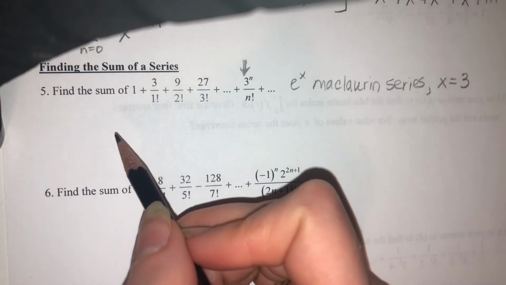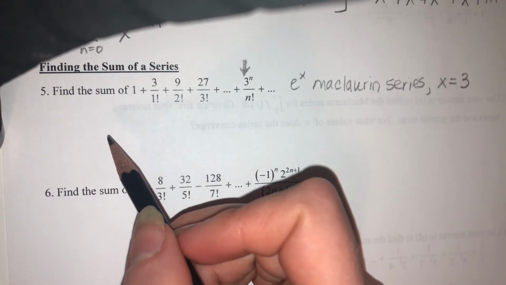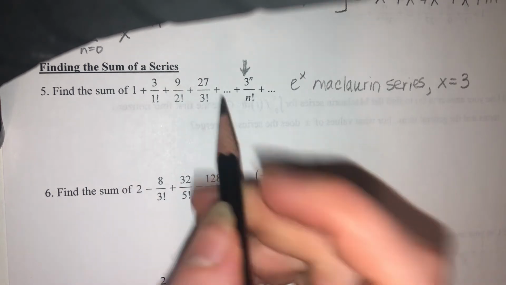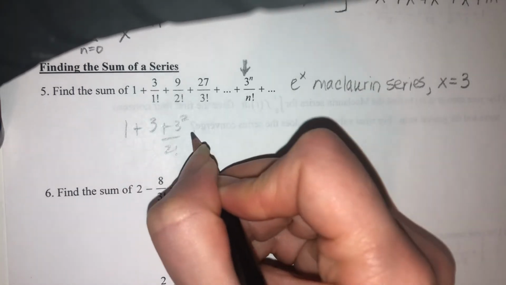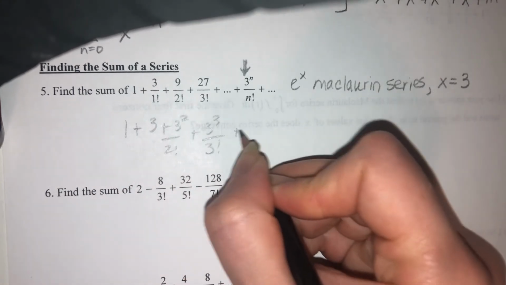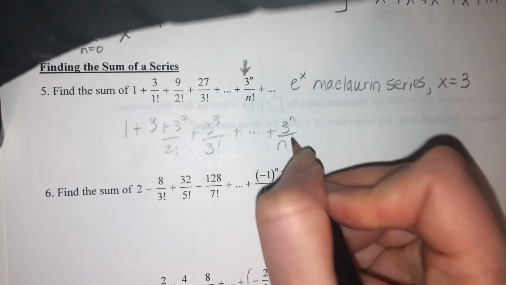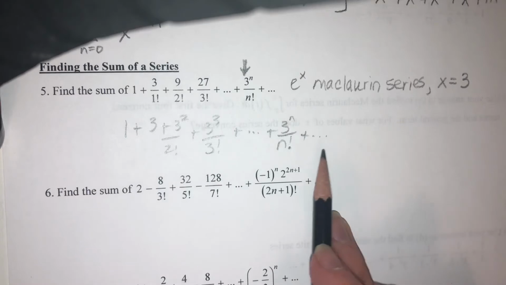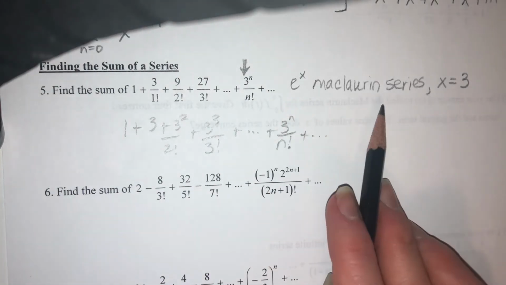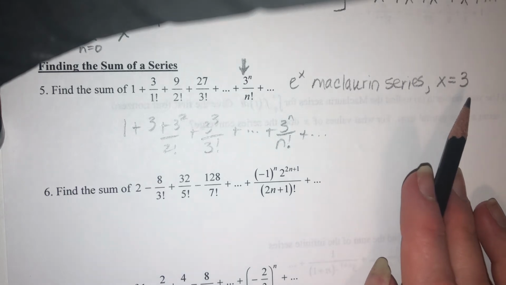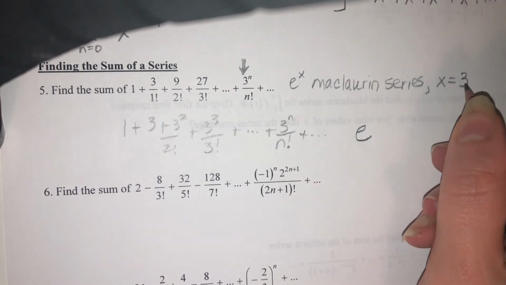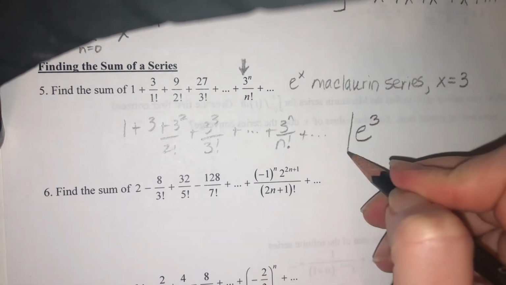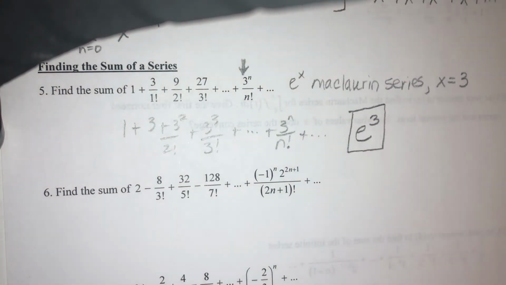So the sum of this series would be like, let me see. Yeah, because this is 1 plus 3 squared over 2 factorial plus 3 cubed over 3 factorial plus dot dot dot plus 3 to the n over n factorial plus dot dot dot. You can see this is just the same thing as the e to the x Maclaurin series where you fill in 3's in place of the x's. So it's going to equal e to the x except replace the x with a 3, so e cubed. The sum of the series is e cubed. That's what it adds up to.